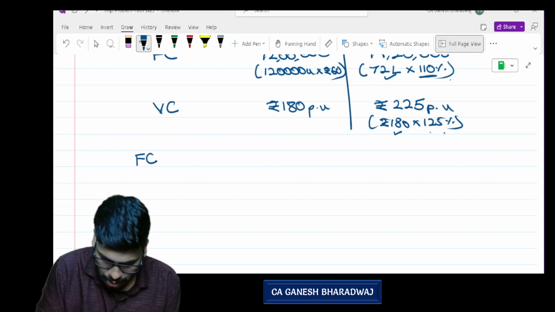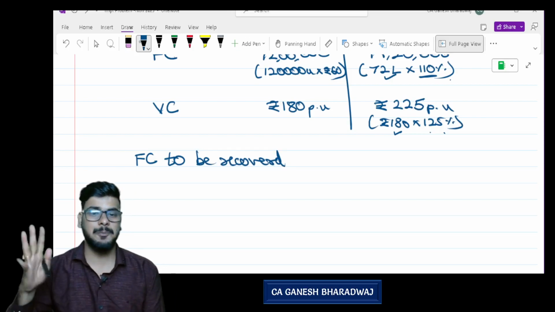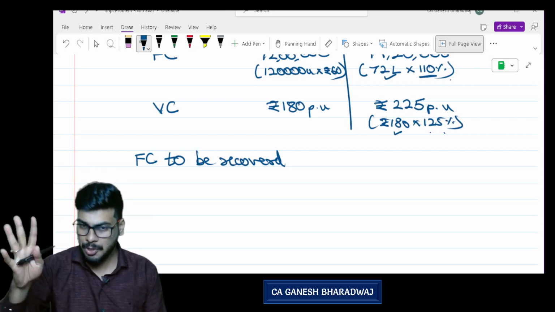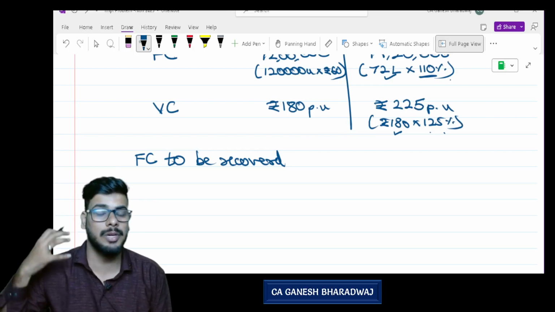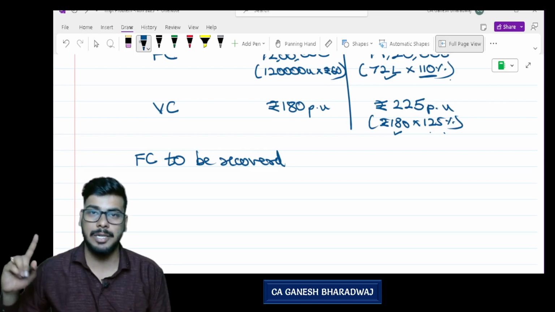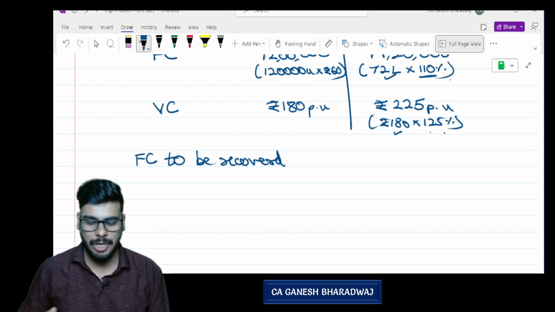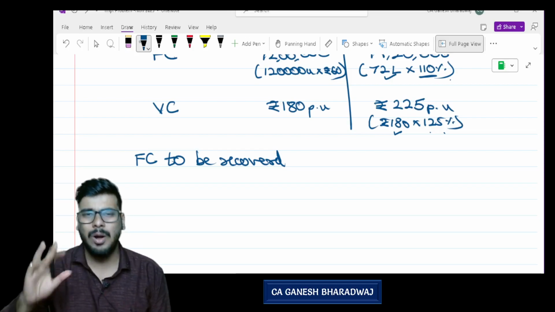So fixed cost to be recovered. Guys, without conceptual knowledge, this question you cannot even touch. If you just mug up fixed cost by contribution per unit, this question you cannot answer. Look at how the Institute is slowly trying to move into conceptual testing. Anyways, it has been conceptual till date, but now they have gone to another level altogether. That's the reason why I'm expecting this question for your upcoming exams. So what is the fixed cost?